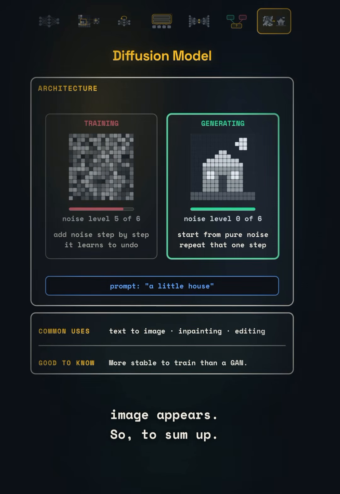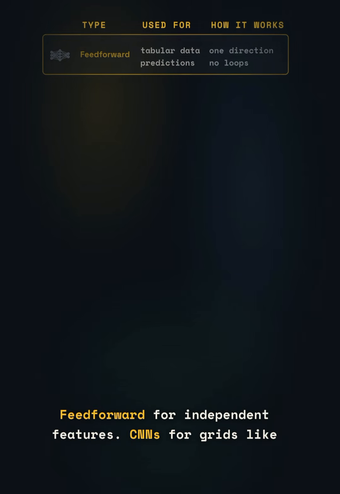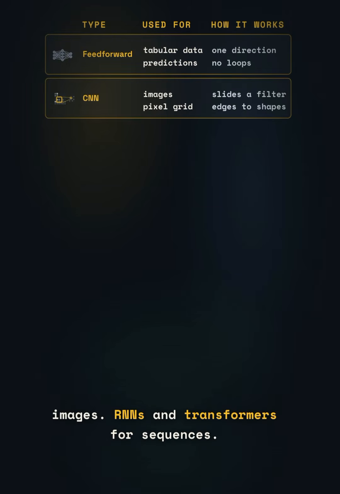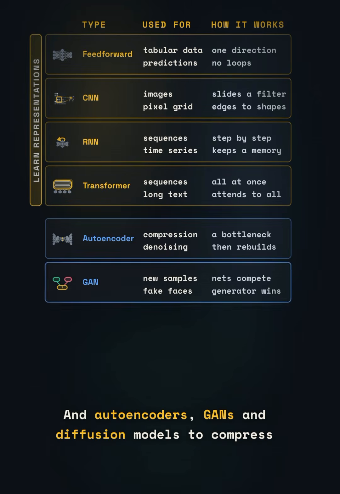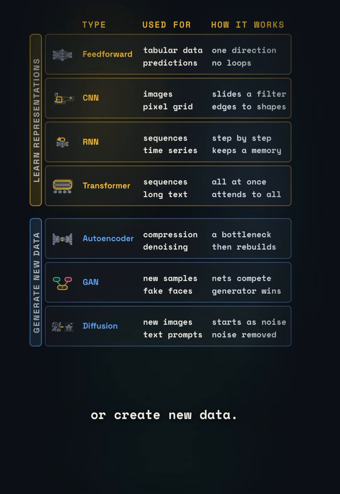So to sum up, feedforward for independent features, CNNs for grid-like images, RNNs and transformers for sequences, and autoencoders, GANs and diffusion models to compress or create new data.